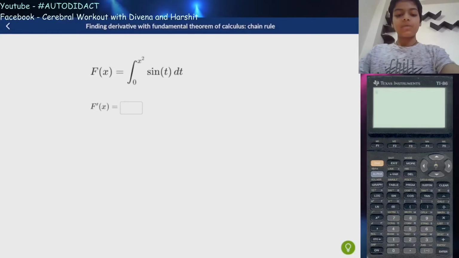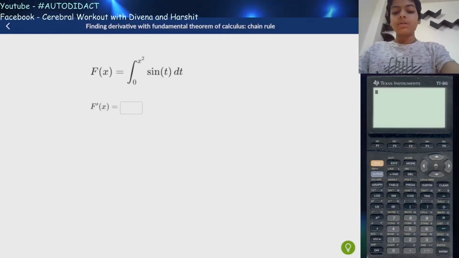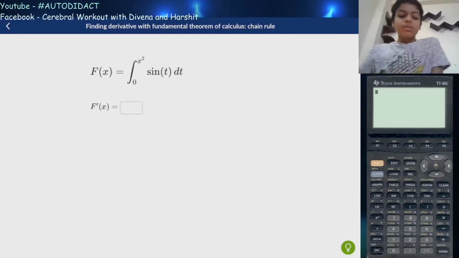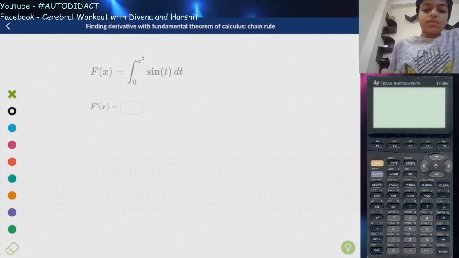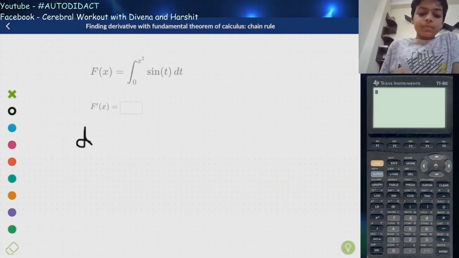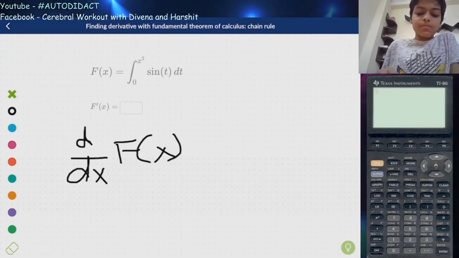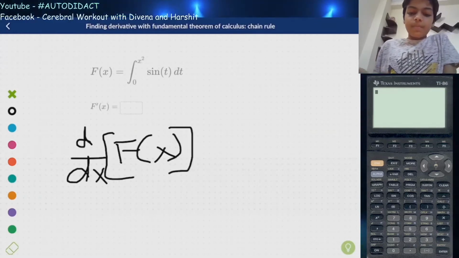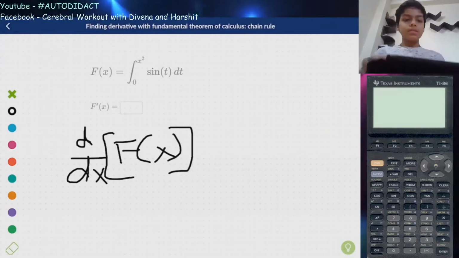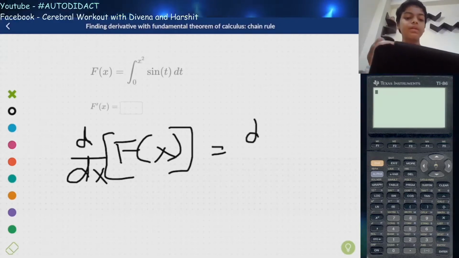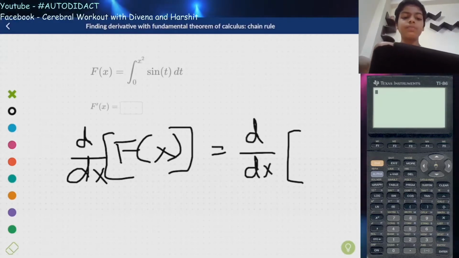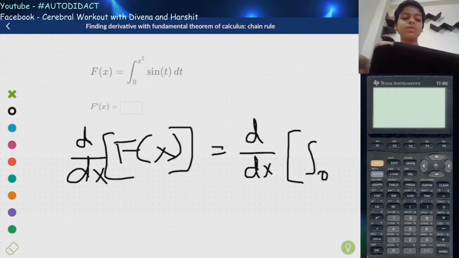The first question is: capital F of x is equal to the integral from 0 to x squared of sine of t dt. What is capital F prime of x? So we just have to take the derivative of both sides of this. This is d by dx of capital F of x, which is equal to the derivative with respect to x of the integral from 0 to x squared of sine of t.